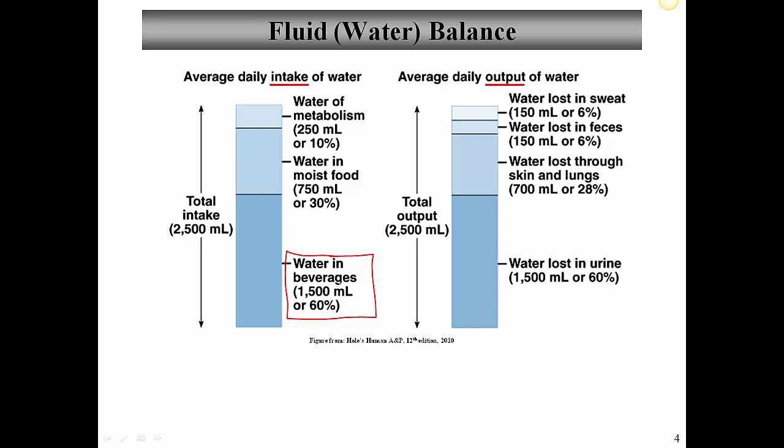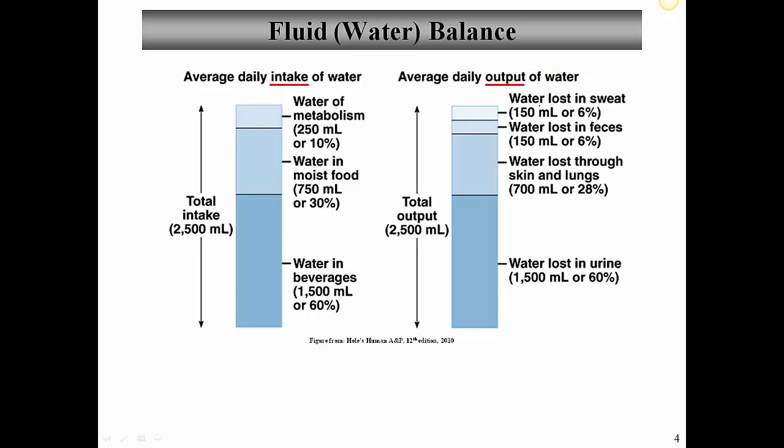Whether we drink water or beverages containing water, this constitutes about 1,500 milliliters, or 60% of the water intake that we have every day. Now let's turn our attention to the average daily output of water. These are the ways in which we lose water from the body.